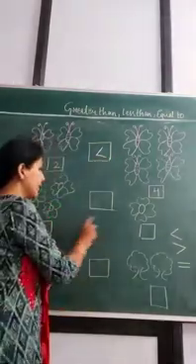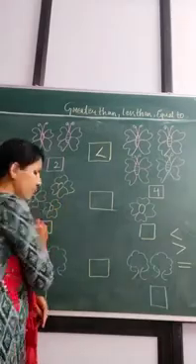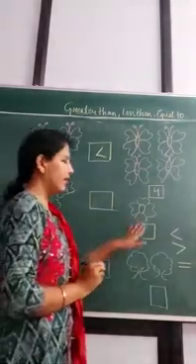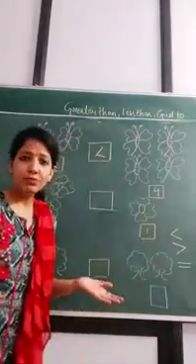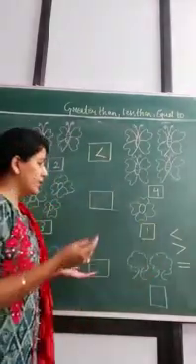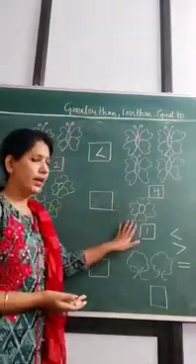Got it? Similarly, in the second picture there are 1, 2 and 3 flowers. So everyone write 3 in this place, and in this side only 1 flower. So we are going to put 1. And again we have to compare in which side there are fewer flowers and in which side there are more flowers. Yes, this side is more and this side is less.